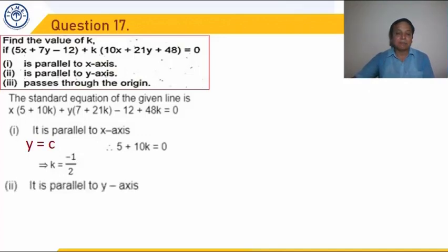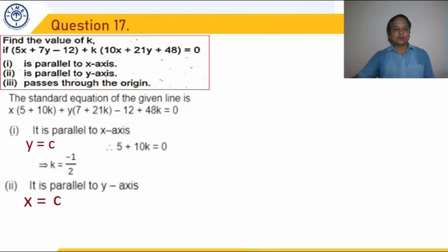Its second part says parallel to the y-axis. Any line parallel to the y-axis is of the form x equal to some constant. That means in that equation the coefficient of y is 0. Now the coefficient of y in our given equation is 7 plus 21k. This will be parallel to the y-axis when it is of the form x equal to some constant.